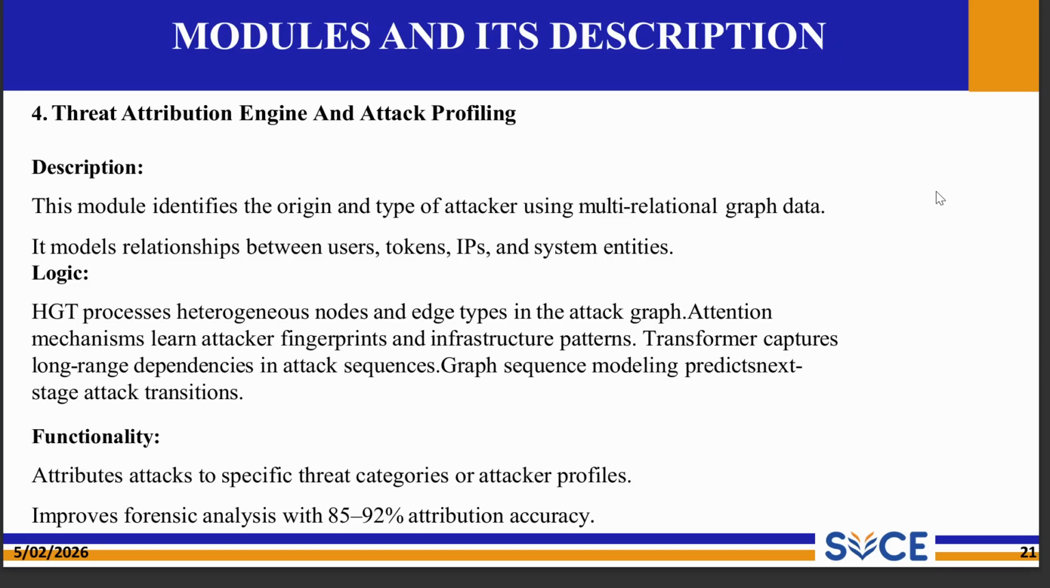Module 4. The HGT models complex relationships between users, IPs, tokens, and system entities. Attention mechanisms learn attackers' fingerprints, while a transformer-based graph sequence model predicts next-stage attack transitions. This module achieves 85 to 92% attribution accuracy for forensic analysis.